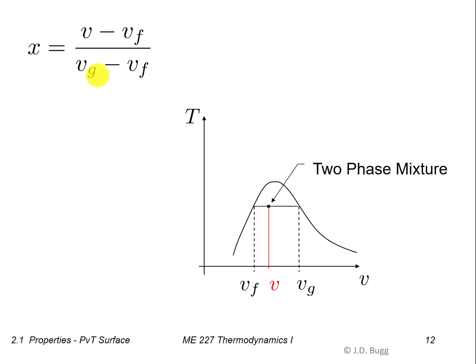And here we have our little illustration of Vf, Vg, and the specific volume of the mixture. So here's our two-phase mixture. We're sitting at that point. It has a particular specific volume equal to this. So the quality of the mixture is essentially this distance divided by that distance. So v minus Vf is this distance, and Vg minus Vf is that distance. So it will range from 0 there to 1 there. So note that the quality is always between 0 and 1. You can never have a quality less than 0, and you can never have a quality greater than 1.